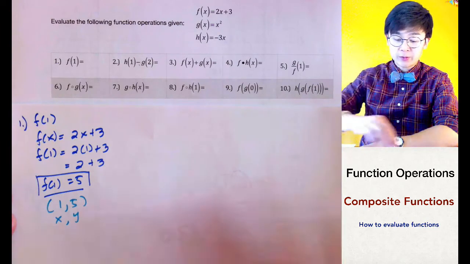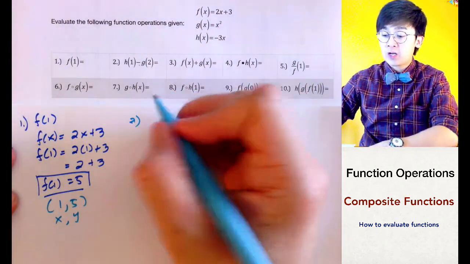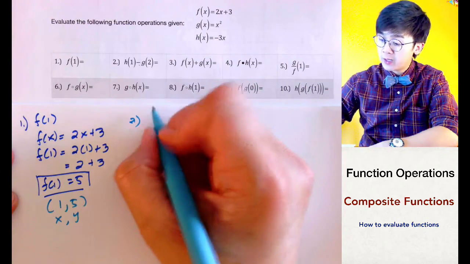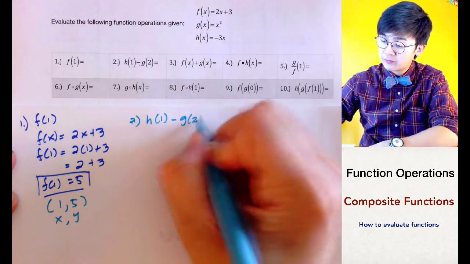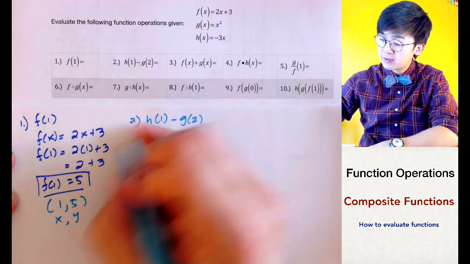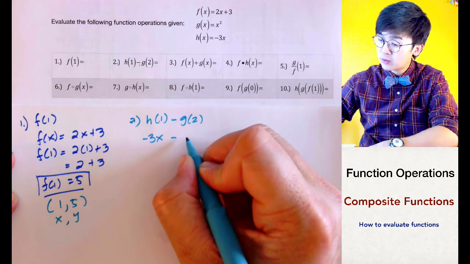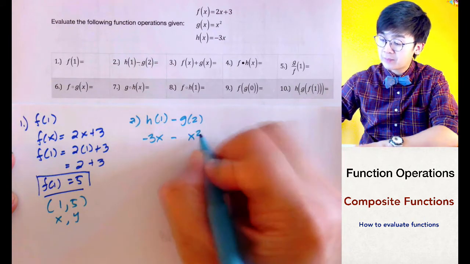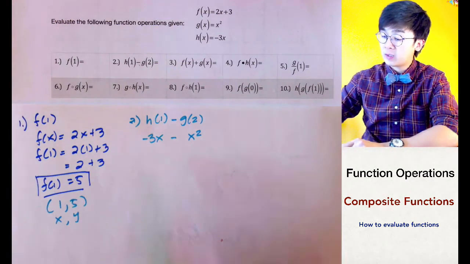So for problem number 2, we're going to be working on function operation of h of 1 minus g of 2. Now h of x is equal to negative 3x, and g of x is equal to x squared. So in this particular problem, we're going to be replacing x with 1 in h of x.